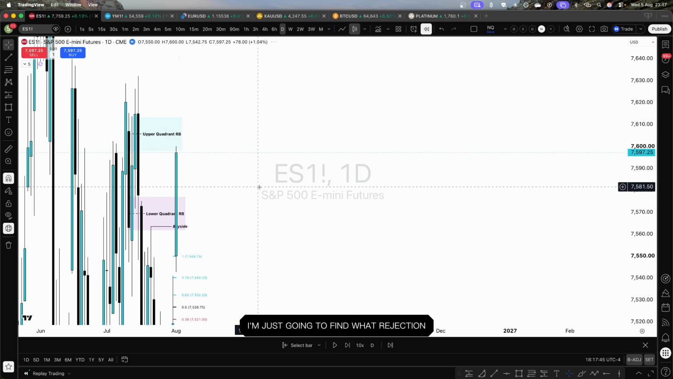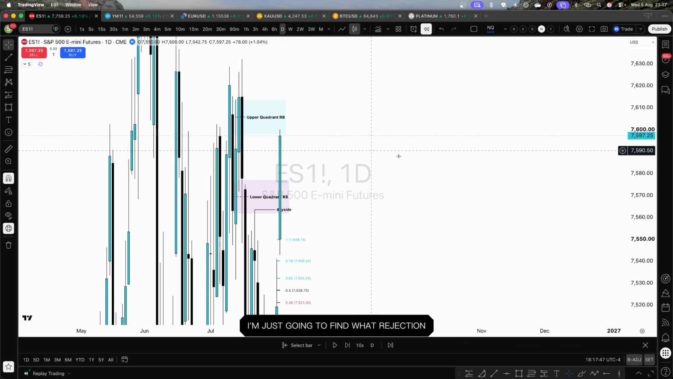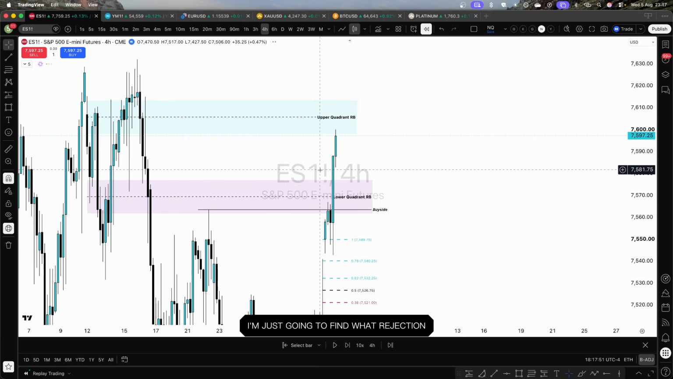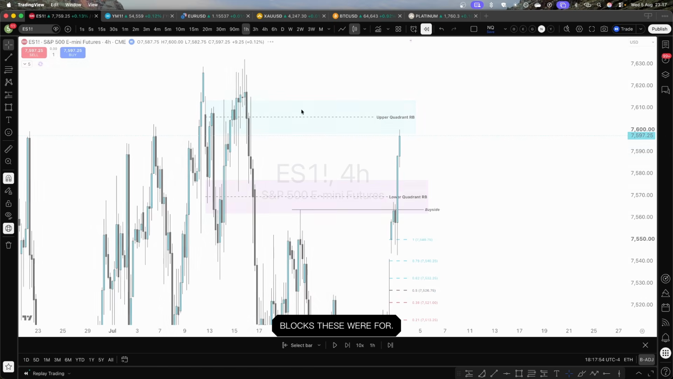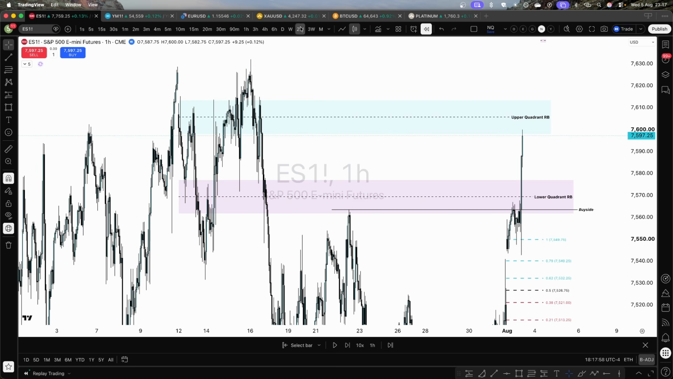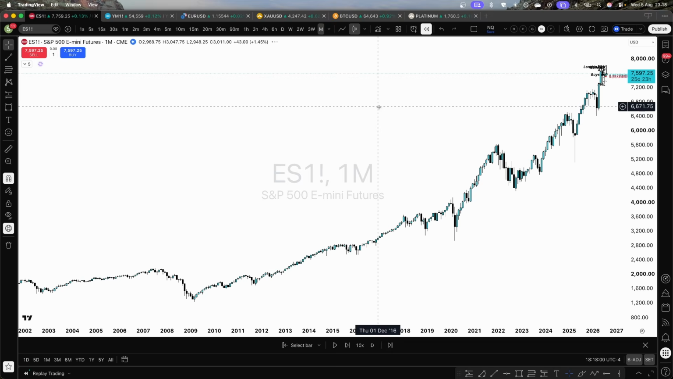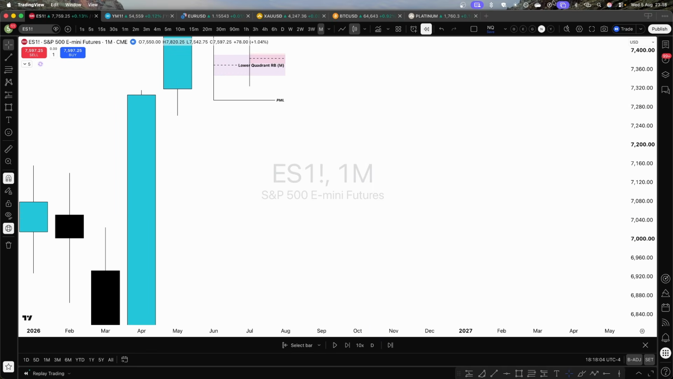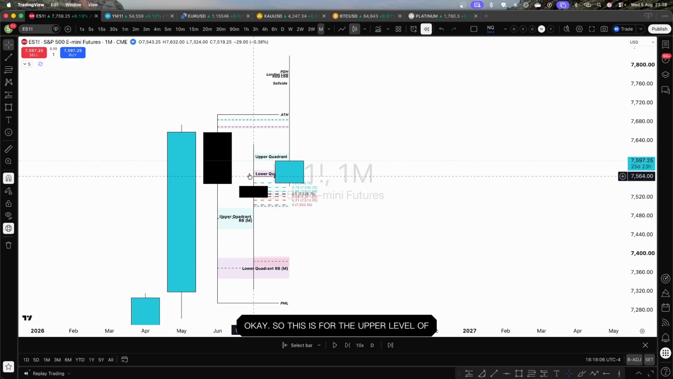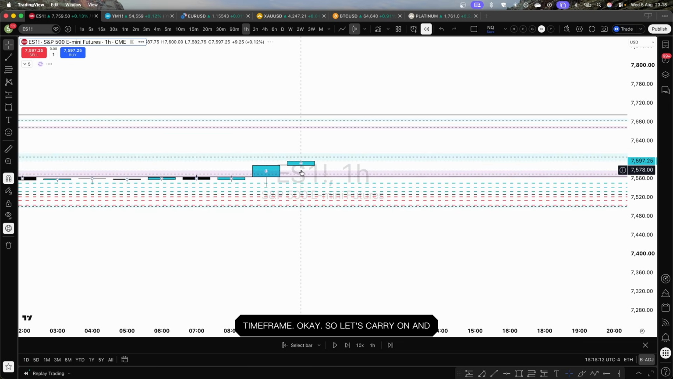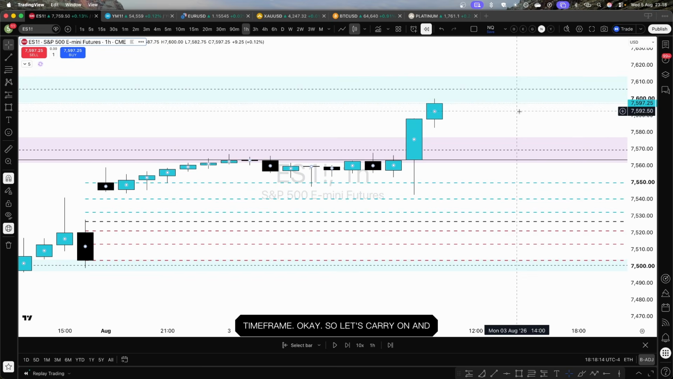Those rejection blocks are, again, I'm just going to find what rejection blocks these were for. Okay, so this is for the upper level of the rejection block. Okay, that was the monthly time frame.